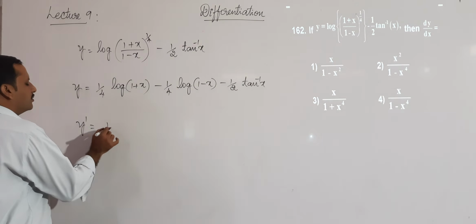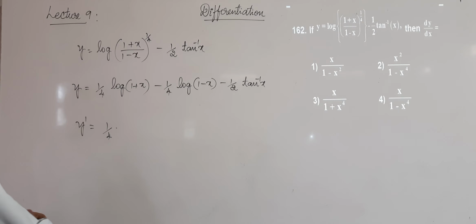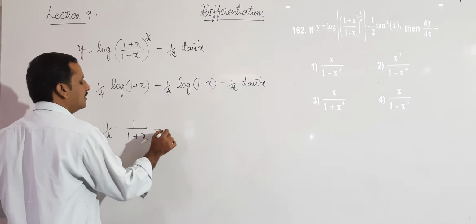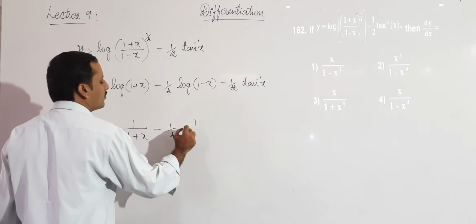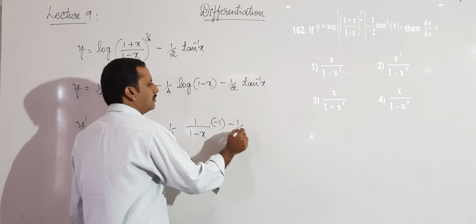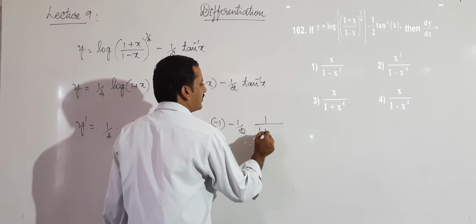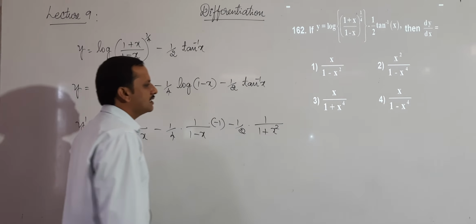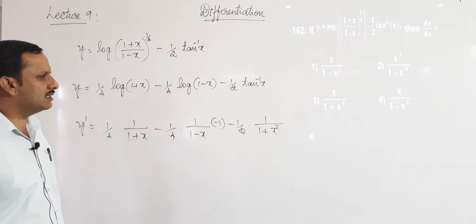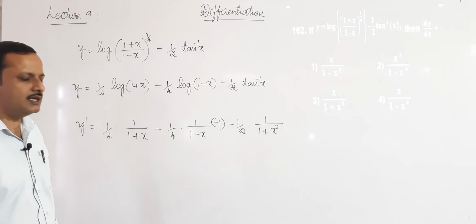y dash is 1 by 4 into the derivative of log 1 plus x, which is 1 by 1 plus x, minus the derivative of log 1 minus x, which is 1 by 1 minus x into minus 1, minus 1 by 2 into the derivative of tan inverse x, which is 1 by 1 plus x square. But we need to simplify, right? Because none of the options contain this.